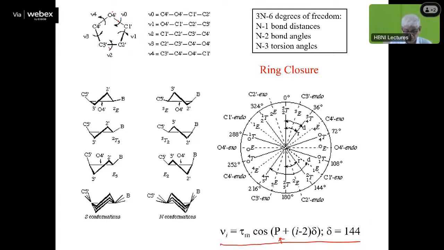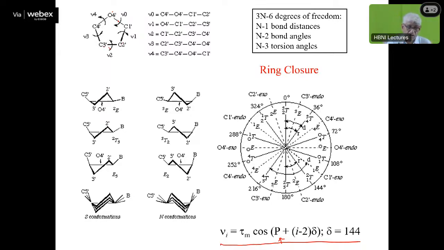And tau m is the thing which actually defines how much the ring can be distorted. Whether all the 5 atoms are in the same plane or 1 atom or 2 atoms are out of the plane. Typically, you can have 3 atoms in the plane. You can define a plane when you have 3 atoms. And the other 2 atoms, where do you place them? Either you place them in the same plane or you put them outside the plane. You can in principle do that.